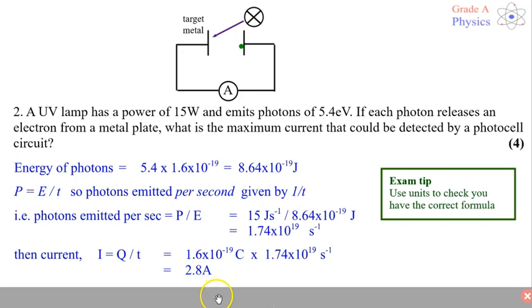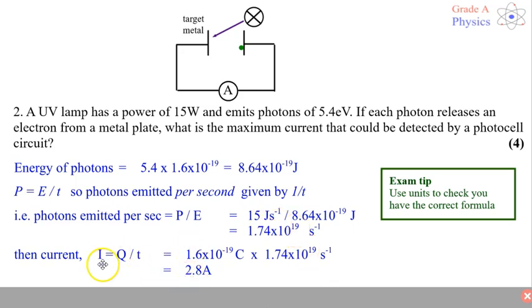Right, so we have the number of photons per second. So what do we do with that to find the maximum current? It says the maximum because we assume that every single photon has a one-to-one interaction with an electron, produces this electron, and then that's detected by the emitter over here. So that's the maximum. In reality, it might be less because some of the photons will not release electrons from the metal.